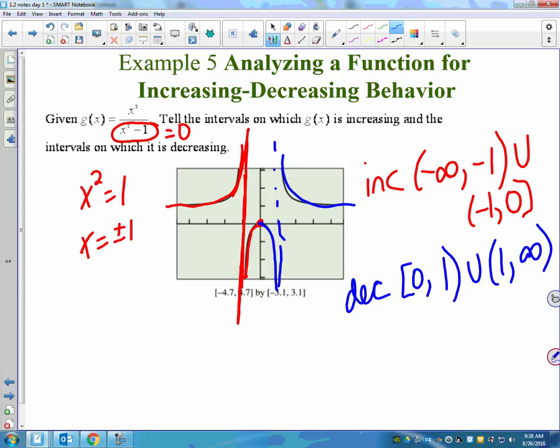So intervals of increasing and decreasing, kind of a little extra practice with your interval notation. The only other thing that we didn't talk about yesterday was absolute and relative maximums.